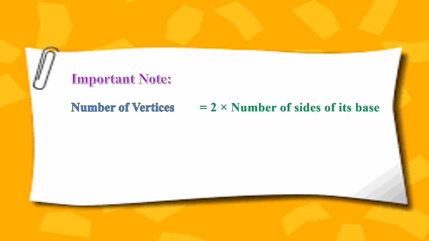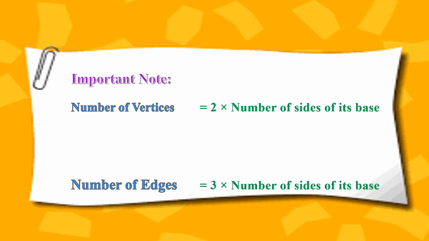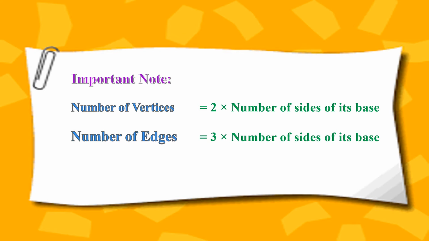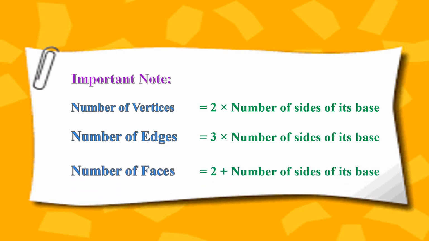Important note for a prism. The number of vertices of a prism is twice the number of sides of its base. Similarly, the number of edges of a prism is thrice the number of sides of its base. The number of faces is 2 more than the number of sides of its base.